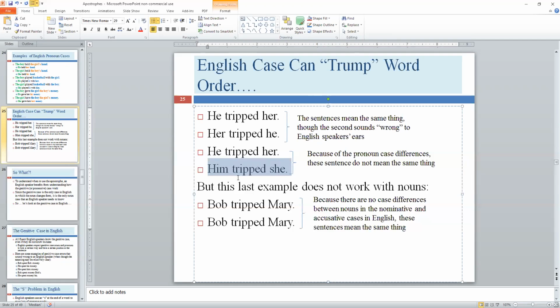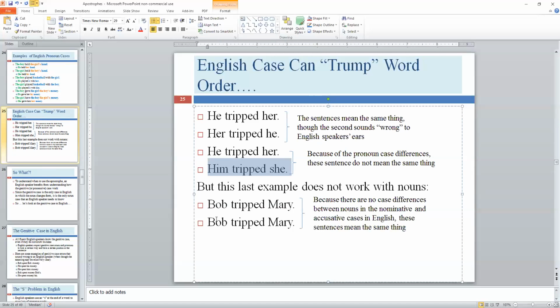But when we replace the pronouns with nouns, it doesn't work because the nominative case and the objective case for nouns doesn't change their endings. So we say Bob tripped Mary, there's no case to change. So Bob tripped Mary means the same thing as Bob tripped Mary.